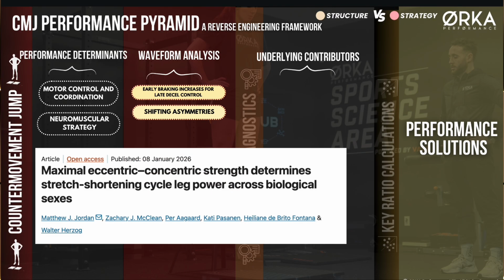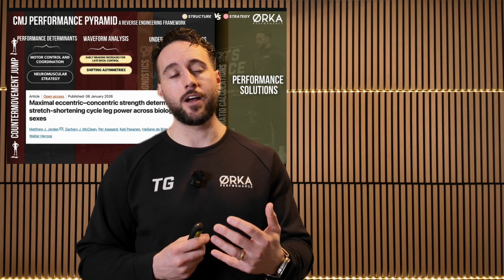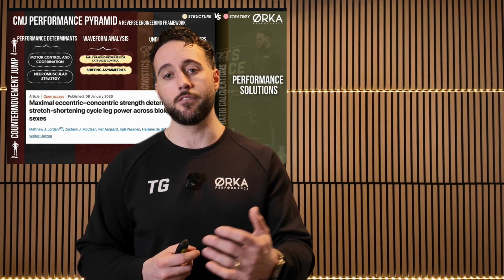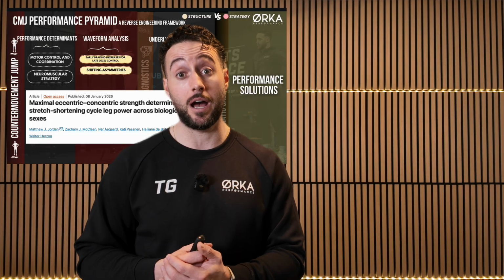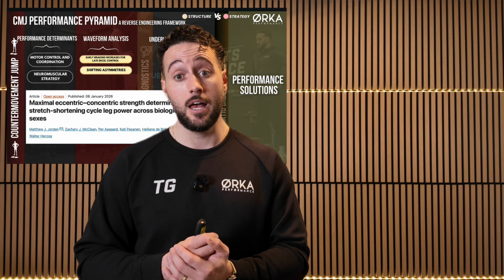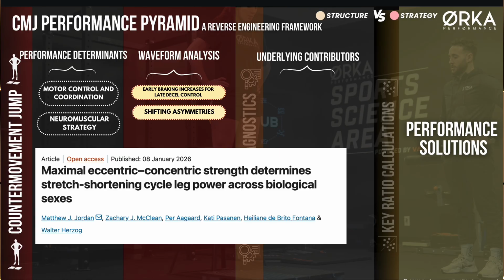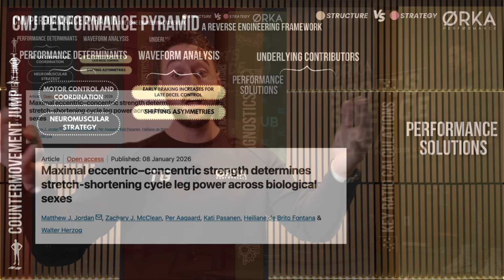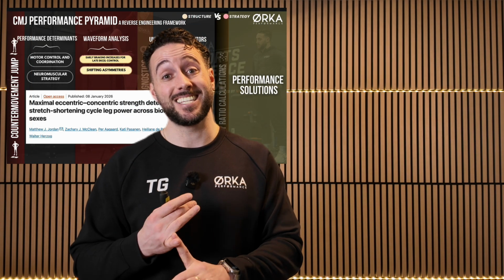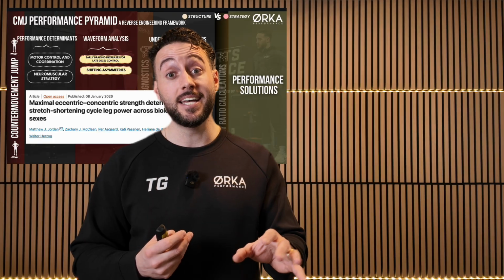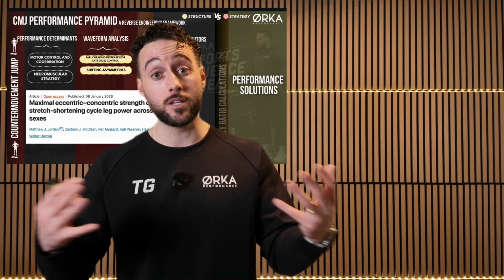Matt Jordan's recent research showed that max concentric strength seems to explain 66% of the variance in lower limb mechanical muscle power across both sexes. And I think it's commonly understood that max strength is the tide that raises all ships. But the relationship between max eccentric strength and braking is a lot more modest.